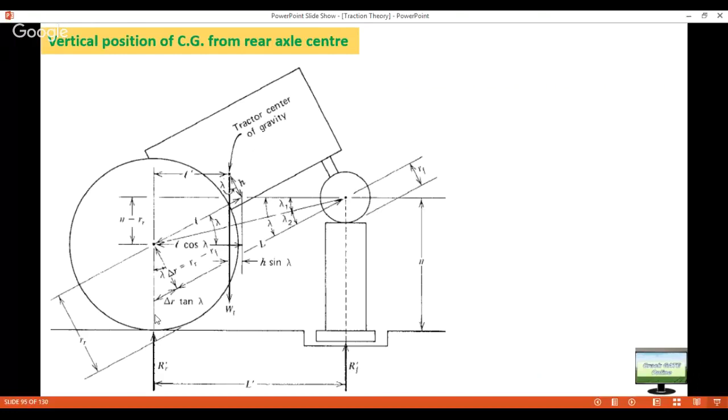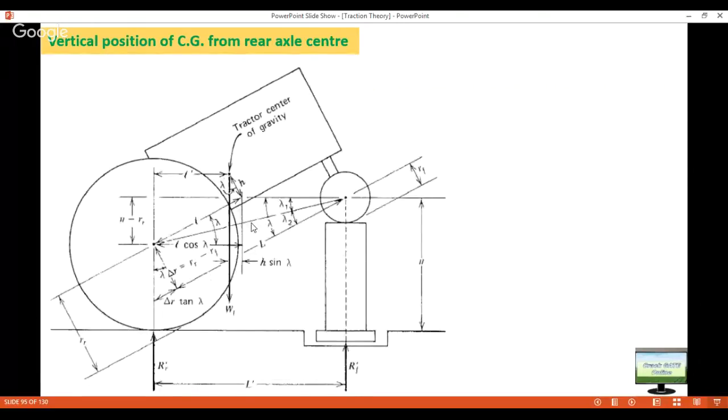Now again, this vertical distance is the rear tire center. Just a minute, guys. And you have lifted this tire by n amount. So this is your rear tire radius, and you have lifted it by n amount. So this will be n minus rr.